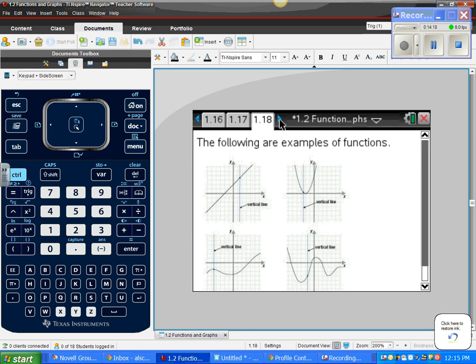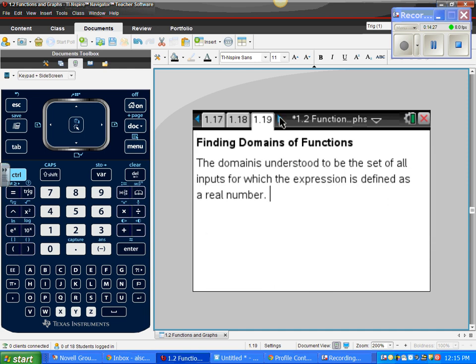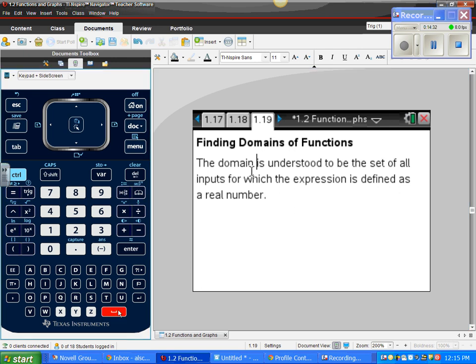All right, and these are all functions because they're only passed through at most one time. Okay, so let's talk about finding the domain and the range. The domain is understood to be the set of all inputs for which the expression is defined as a real number. Essentially, a domain is every single number except the one, or the ones, that make it undefined. Undefined meaning doesn't exist.